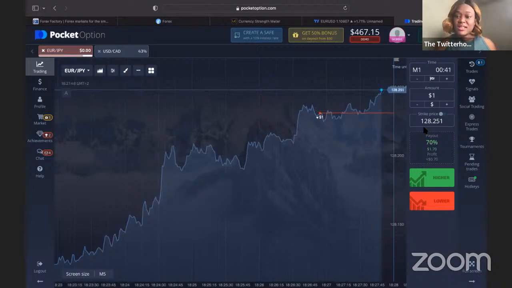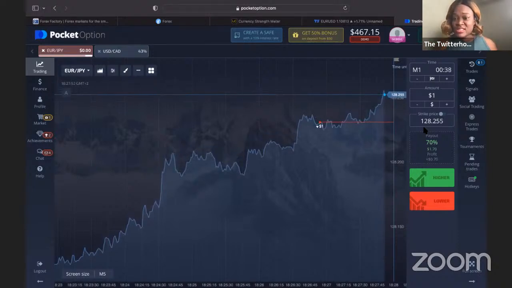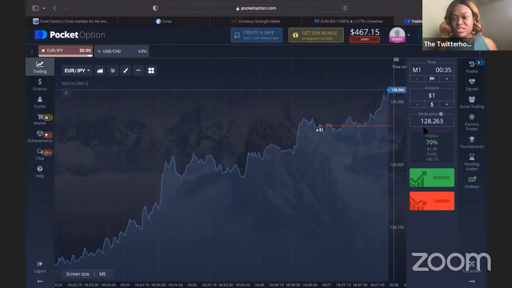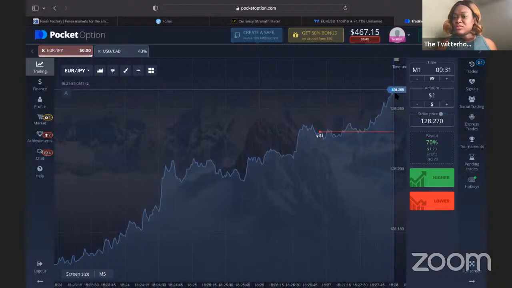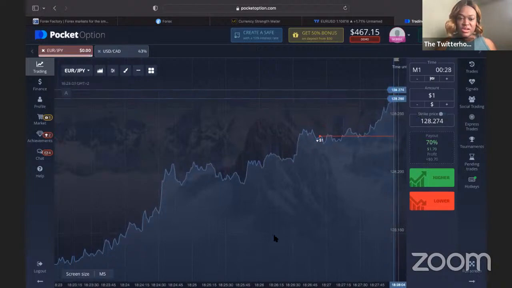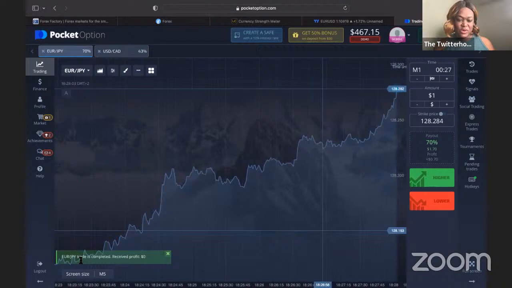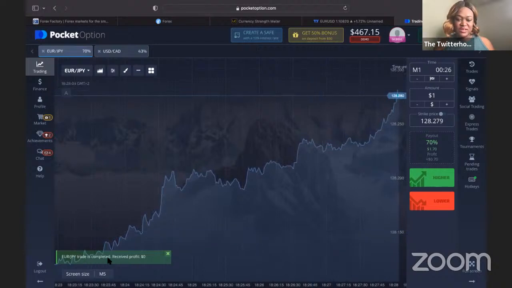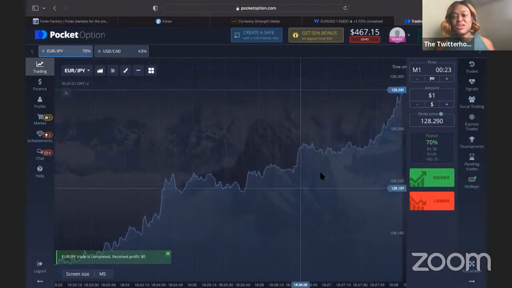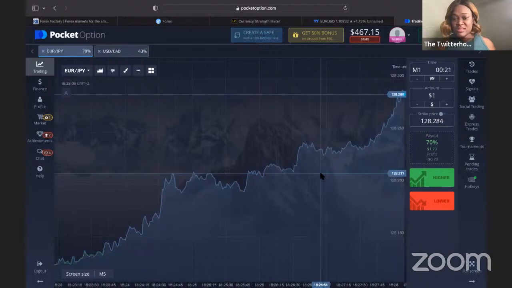Trading is not gambling, it's not Vegas. So we don't just guess and press buttons, but I just wanted to show you how it works, right? So the trade is over. Your JPY trade is completed. Profit $0. Okay, so that was not a successful trade, right?